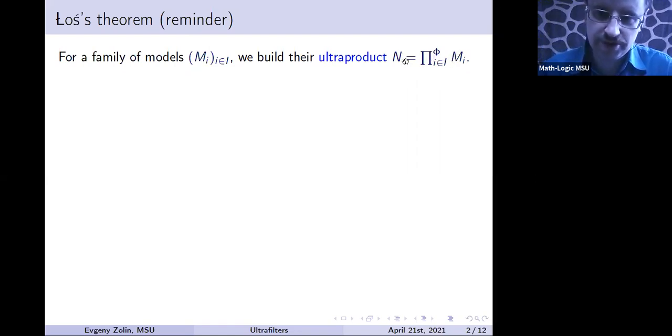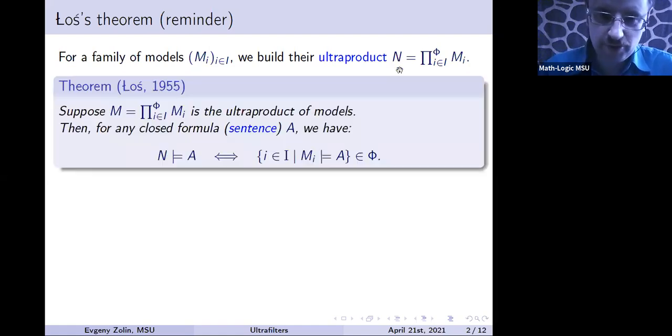Usually it is a much bigger model. And the main property of this new model, here it is denoted by M, here by N. Well, it doesn't matter. By N, it should be more convenient.